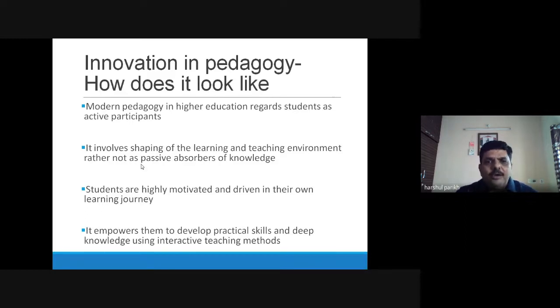In this kind of innovation in pedagogy, students are highly motivated. They are driven towards the learning journey. And because of that, it empowers practical skills in the student and gives deep knowledge by using interactive teaching methods. So, what is the expectation in modern pedagogy? That is making education meaningful.